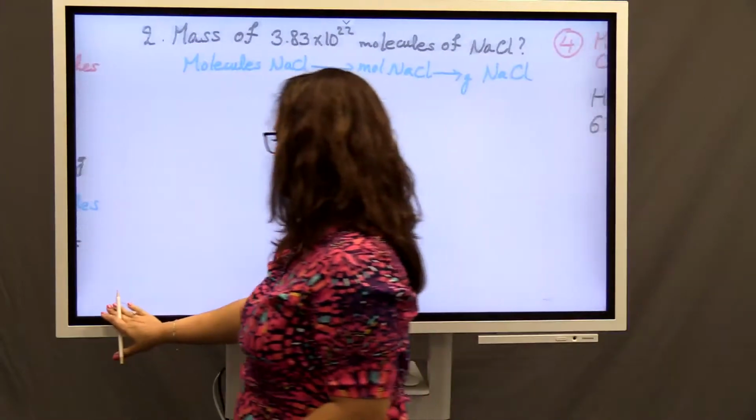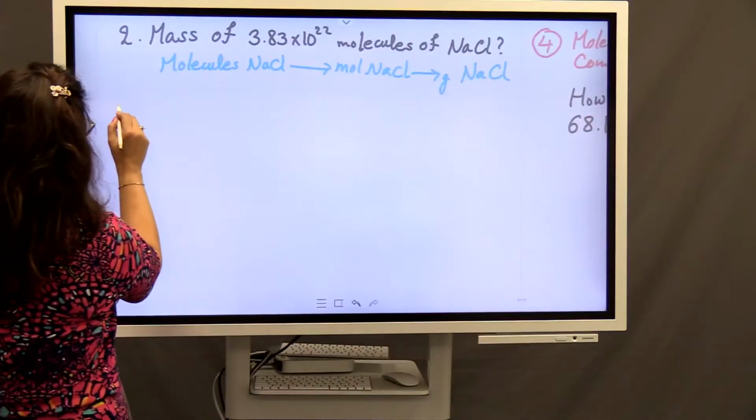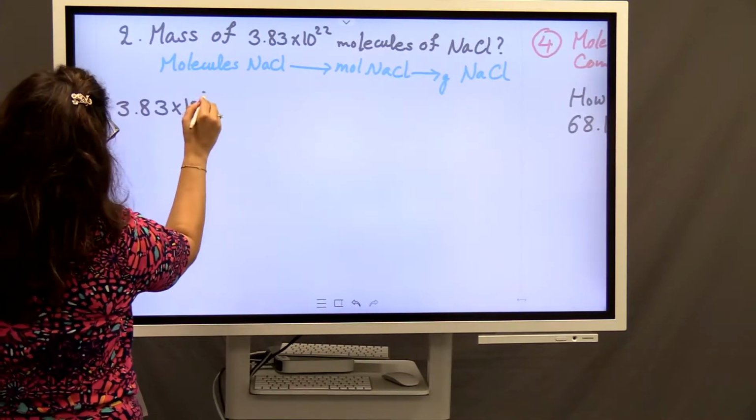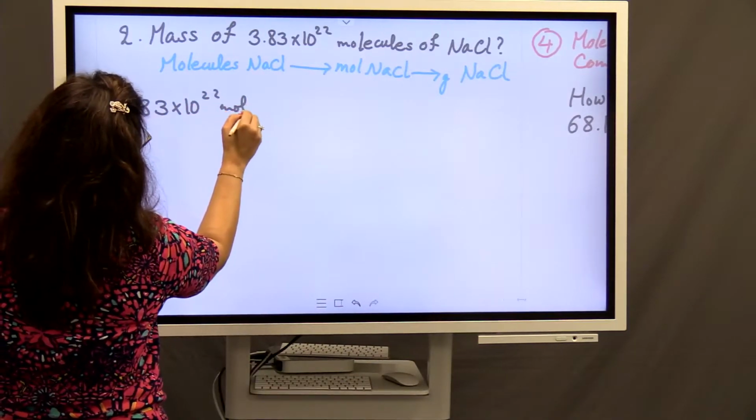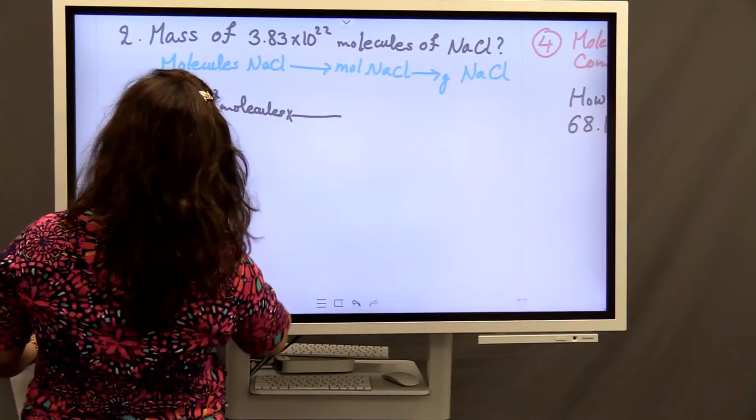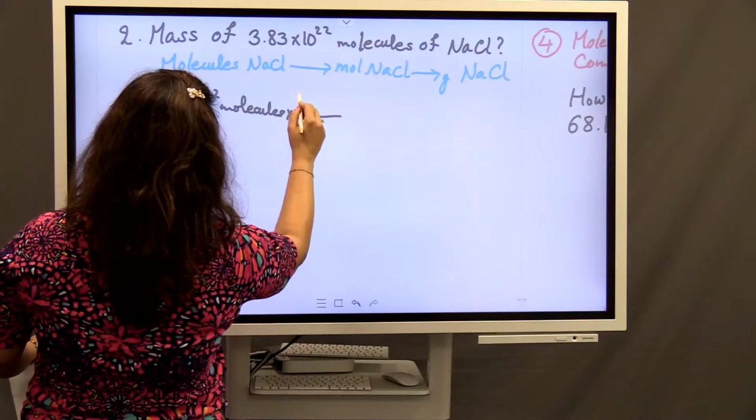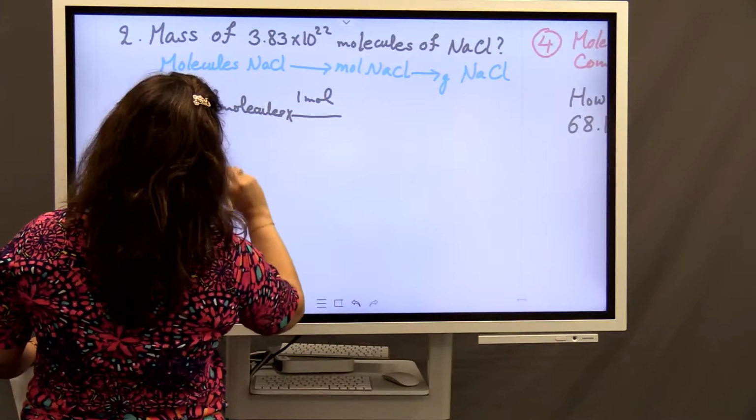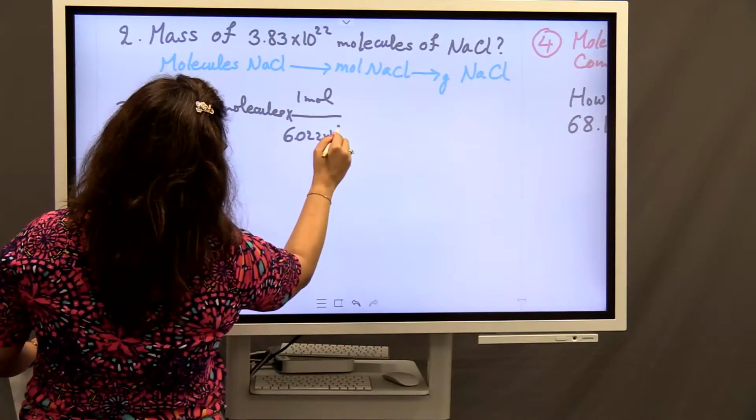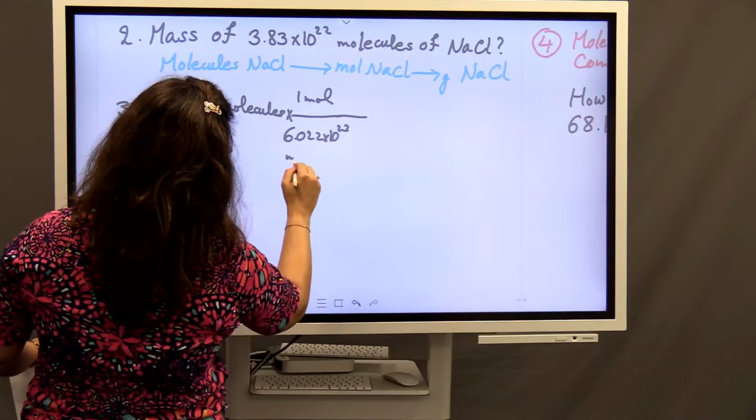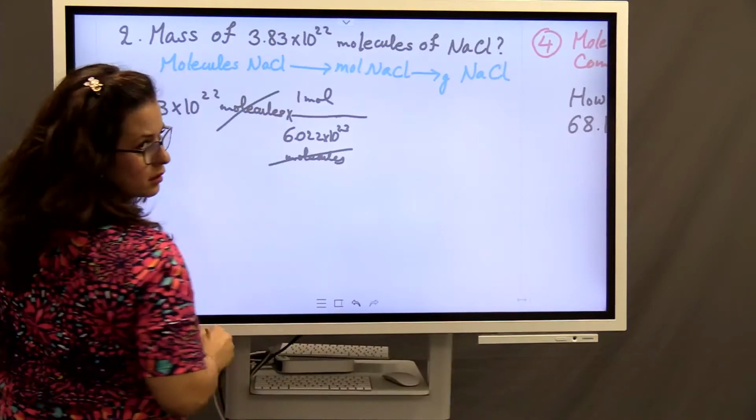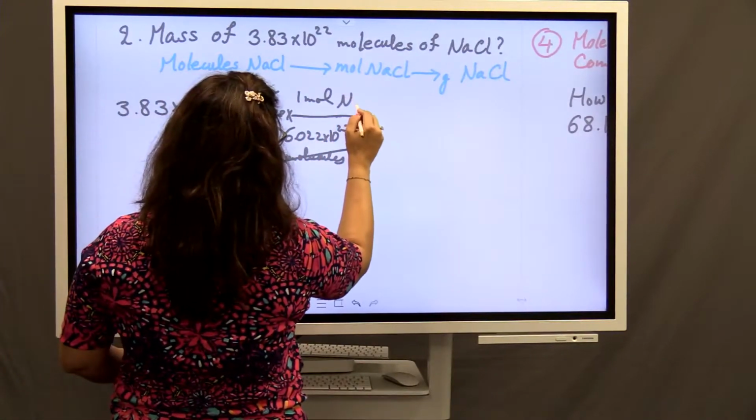Ready? Start with the given value, 3.83 times 10 to 23 molecules, times... What do we have here? We need to change it to mole. In 1 mole, we have 6.022 times 10 to 23 molecules, right? That you can cancel, in 1 mole of NaCl.